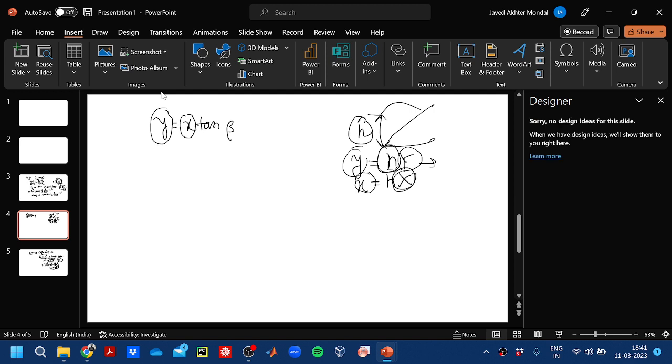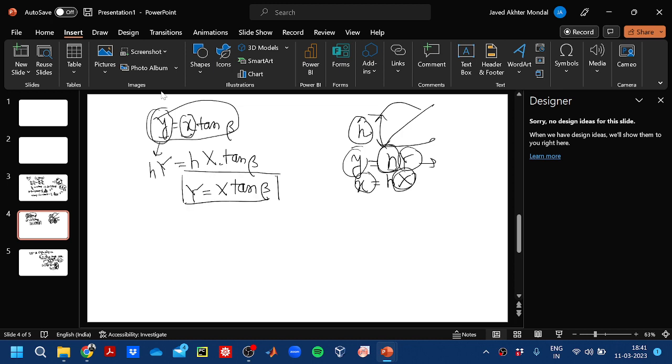So if we plug this in, y we can write as h into Y, and x as h into X tan beta. Then we will get Y equal to X tan beta. So in the original equation, y and x have the dimension of length. But this is just a dimensionless equation. This Y and X are purely numbers, and if we multiply them with h, we will get our y and x position values, which have the dimension of length.